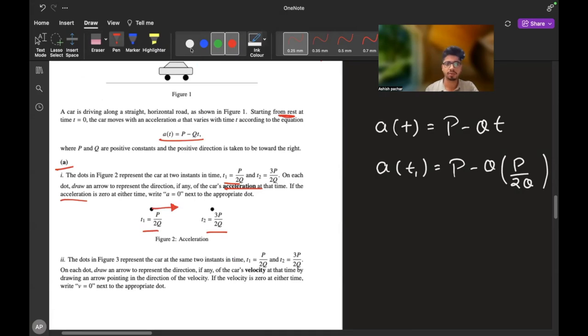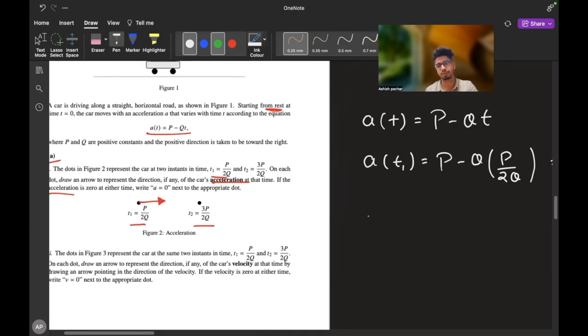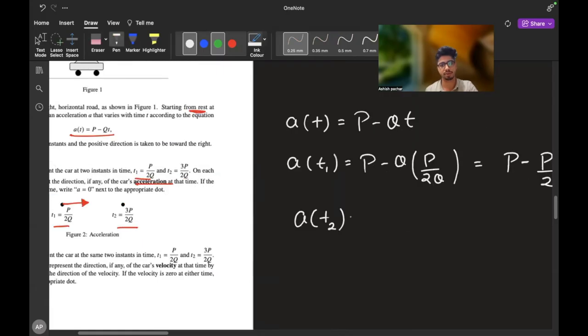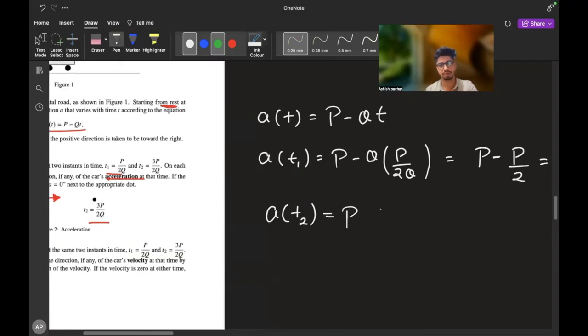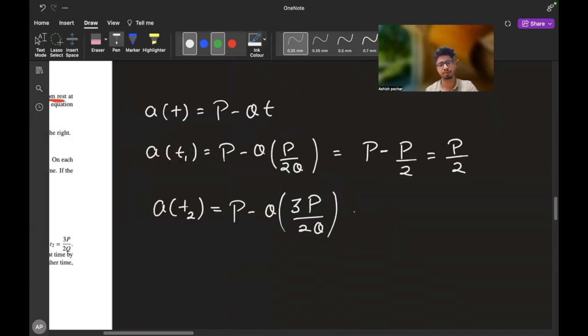Now in the same way, I'm going to find the acceleration at t2. The expression is already known. So p minus q times 3p by 2q, and q will again cancel out, and it comes out to be p minus 3p by 2.